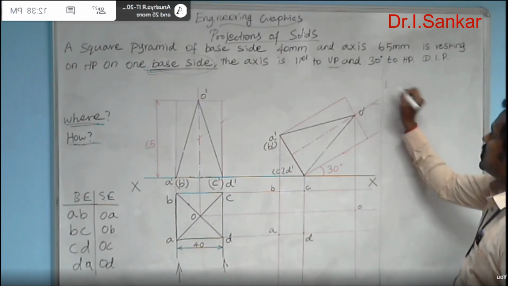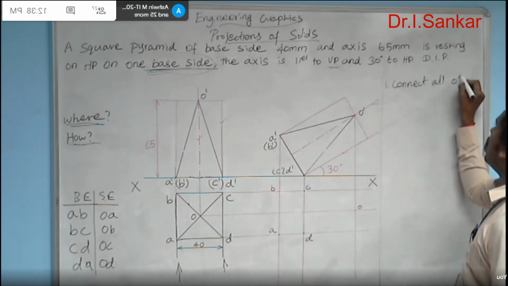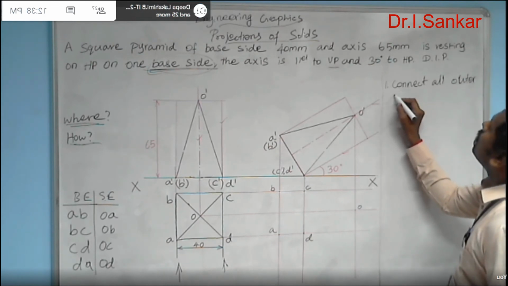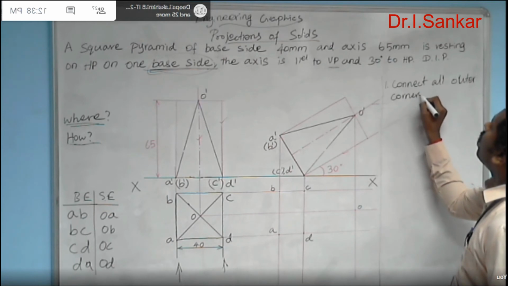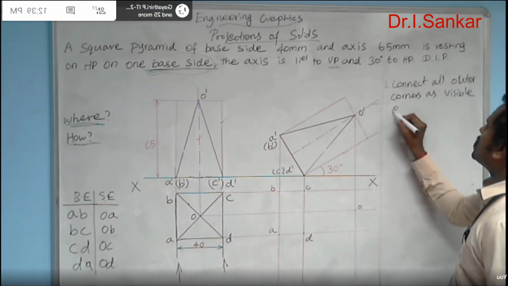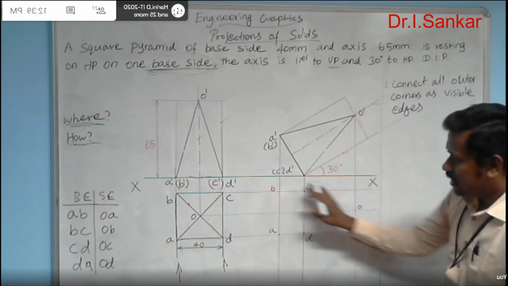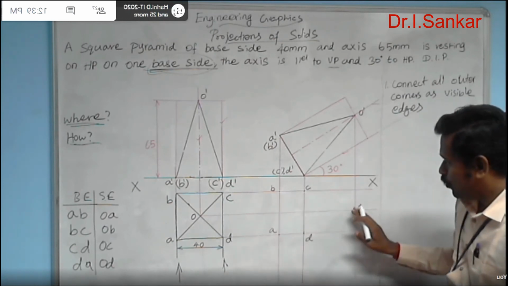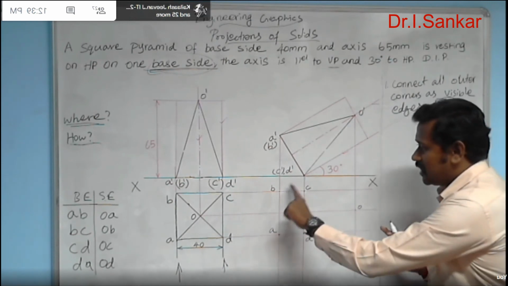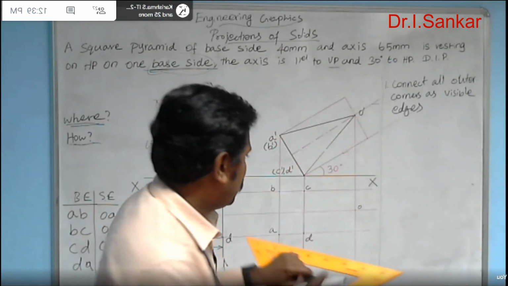The first procedure is connect all outer corners as visible edges. All outer corners as visible edges. So in that group, A, B, C, D, O, these corners are arranged in a way. First you need to connect all the outer corners as visible edges. See here how I am doing that.